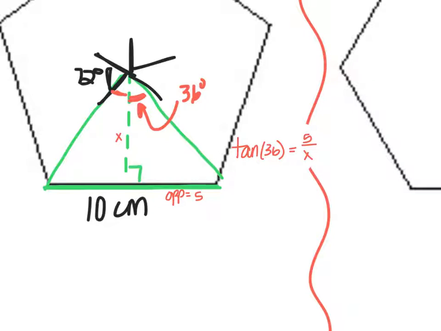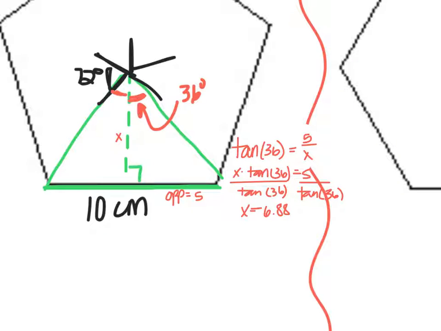We can cross multiply. That's x times tangent of 36 equals 5, or I can divide by tangent of 36 to get x by itself. All right, I'm going to make sure that I'm in degrees. And that's going to give me the x, or the apothem, equals 6.88.